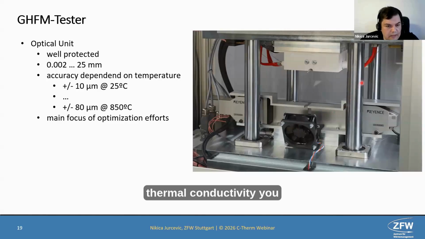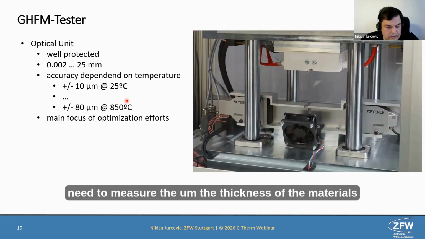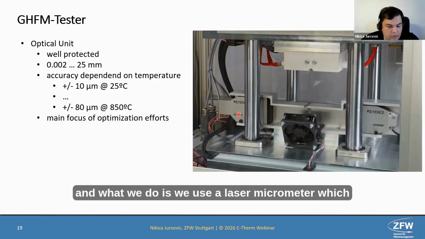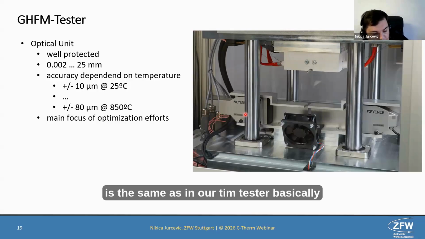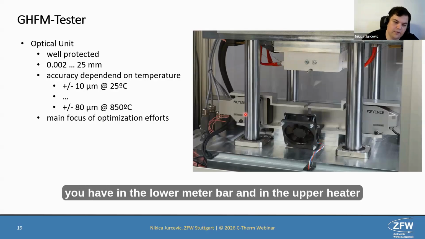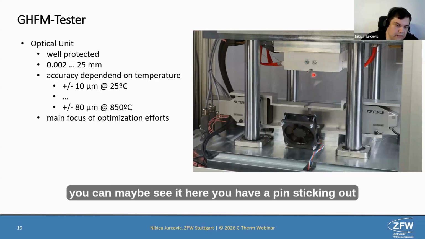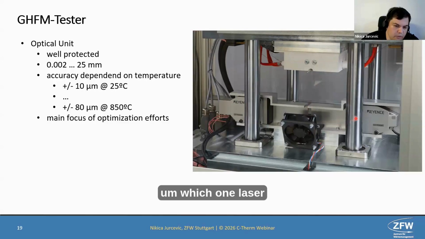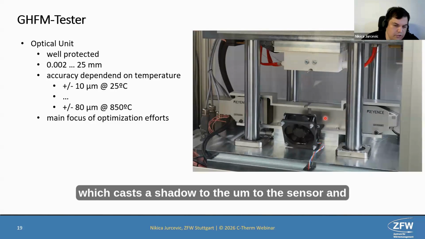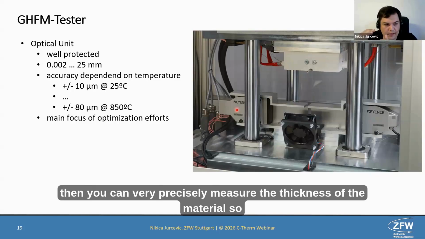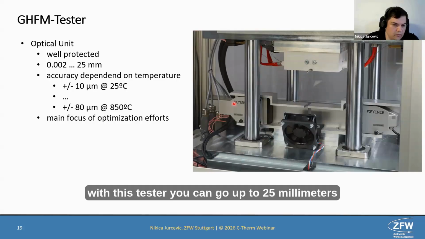For the thermal conductivity, you need to measure the thickness of the materials. What we do is we use a laser micrometer, which is the same as in our TIM tester. Basically, you have in the lower meter bar and in the upper heater, you can maybe see it here, a pin sticking out. The laser sends out a beam which casts a shadow onto the sensor, and then you can very precisely measure the thickness of the material. With this tester, you can go up to 25 millimeters.